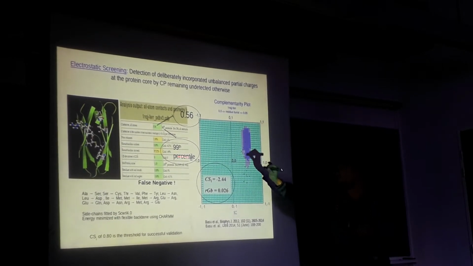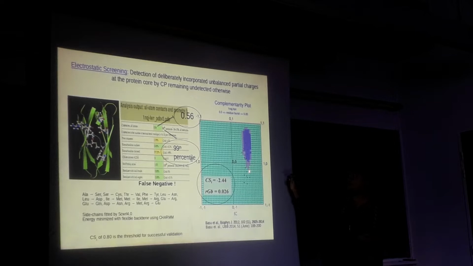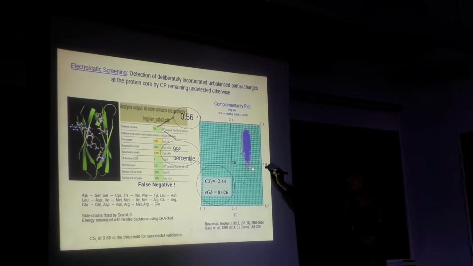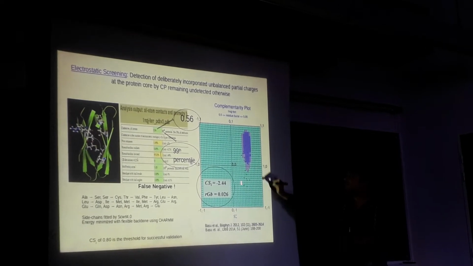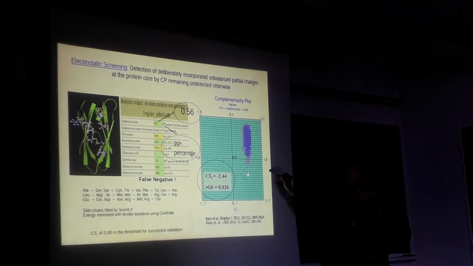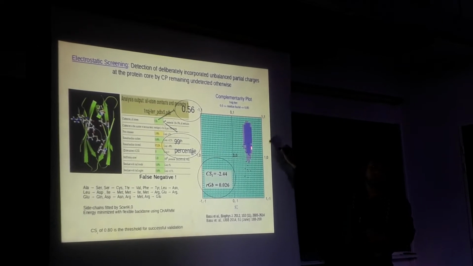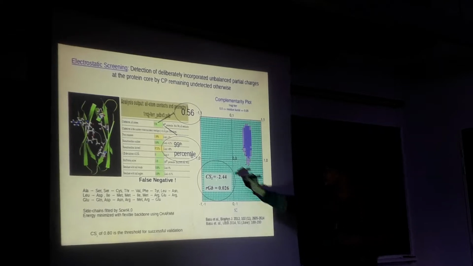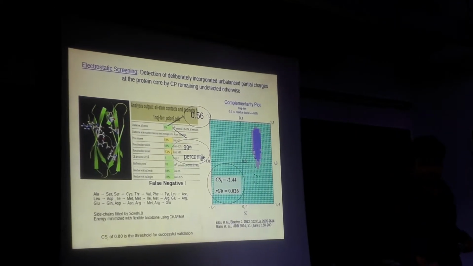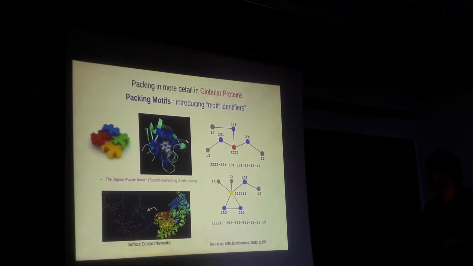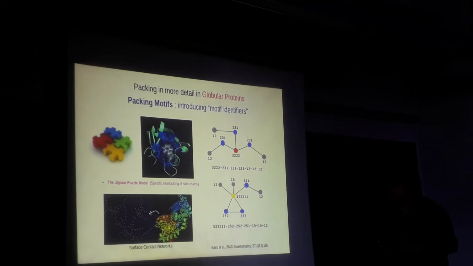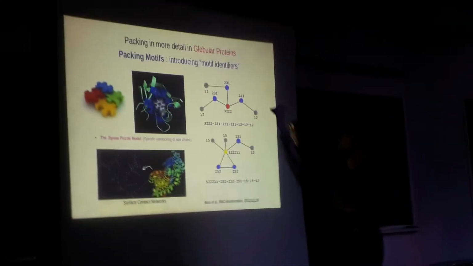So when we put these in the complementary plot, obviously we found that all these erroneous residues are quite well detected on the negative quadrant of the EM axis. Obviously they don't have any problems with shape complementarity, which reflects in this very high negative score of the Rosetta score as well. Now I'll try to go into packing in a little more detail.